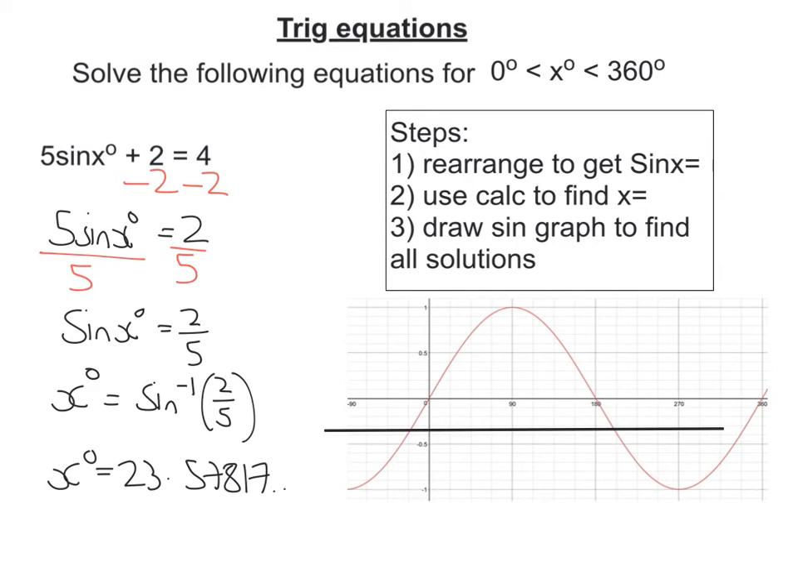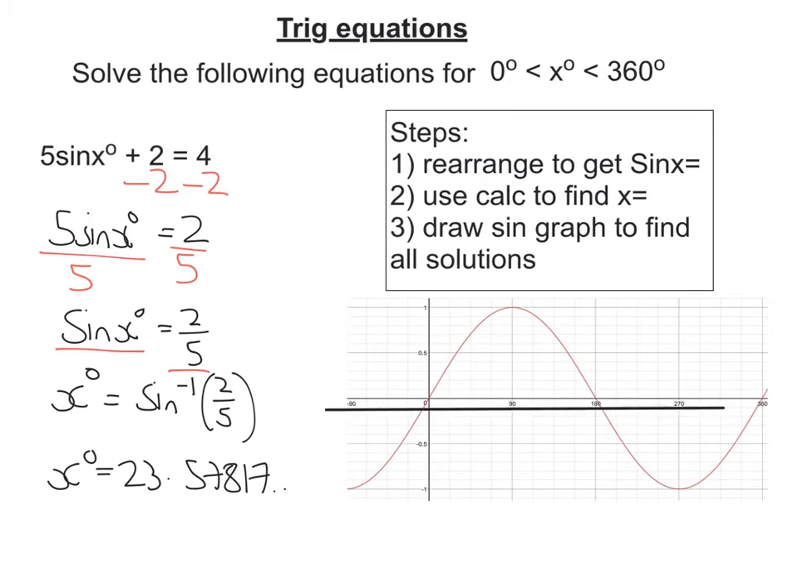So I draw my sine graph, and now I'm going to draw a line which shows when sine x has the height 2/5. So here's my black line here at 2/5. It's going to be roughly there. So I have my two answers. Two times it hits the curve is here and here. So there'll be my two answers.